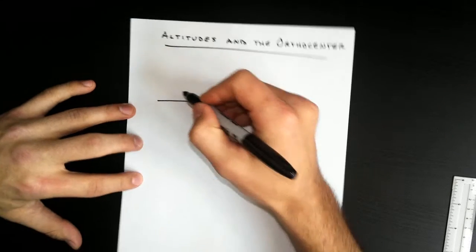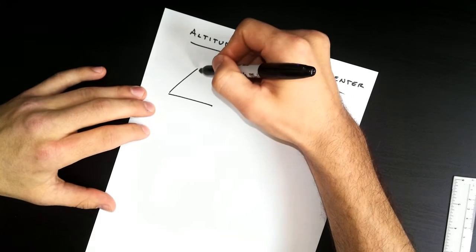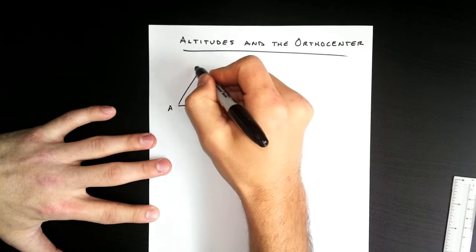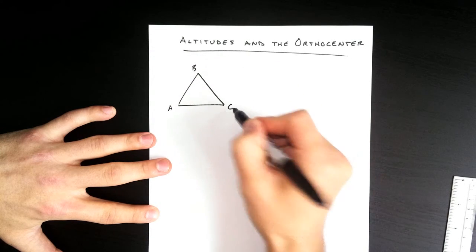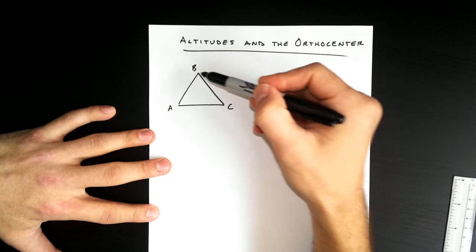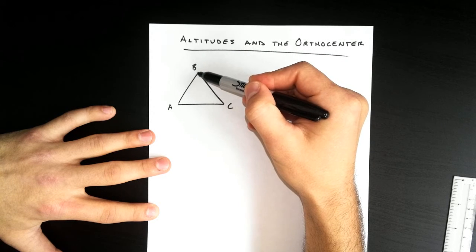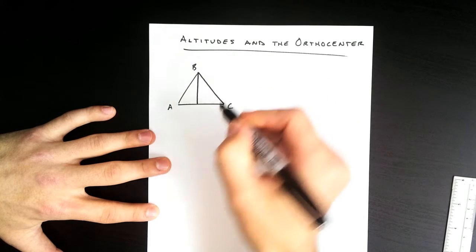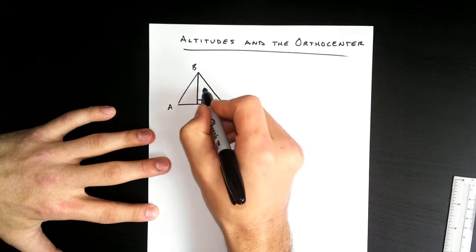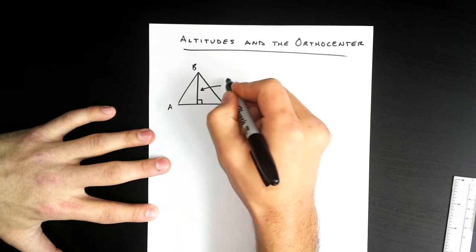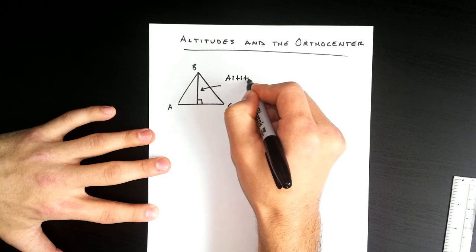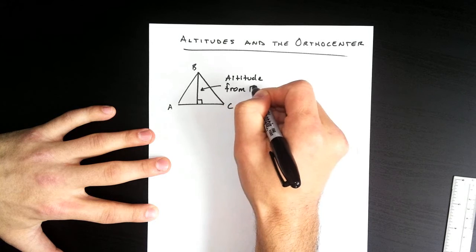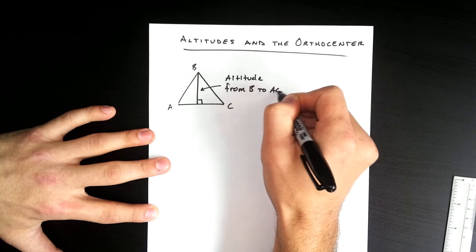So I'll start with just a triangle, and maybe we'll call this triangle ABC. So the altitude of this triangle is going to go from one of the vertices, and then it's going to be perpendicular to that opposite side. So if I drop this straight down, make the right angle here, this is going to be an altitude. So I would say that this is the altitude from point B to the segment AC.